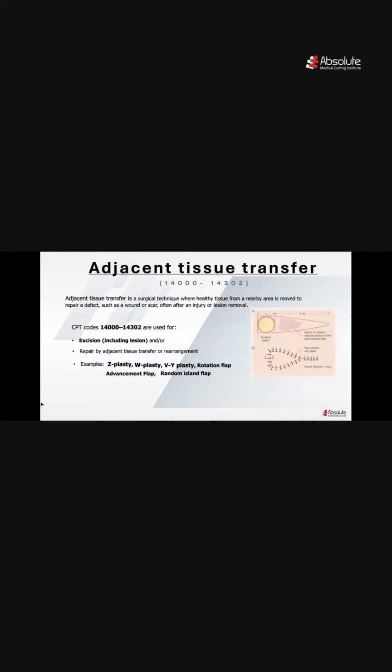So, coders, remember these are also keywords for you so that you can identify an ATT procedure in a scenario. If you see such terms, make sure you code from the adjacent tissue transfer section. These are used when reconstructive techniques are performed to close a defect, basically moving the tissue around to cover the wound.